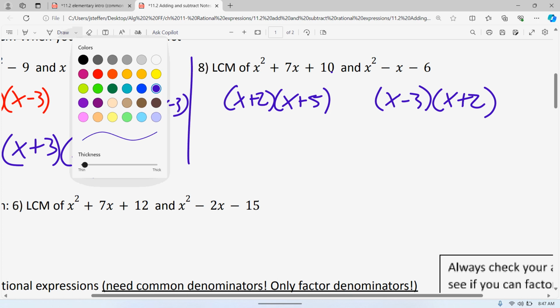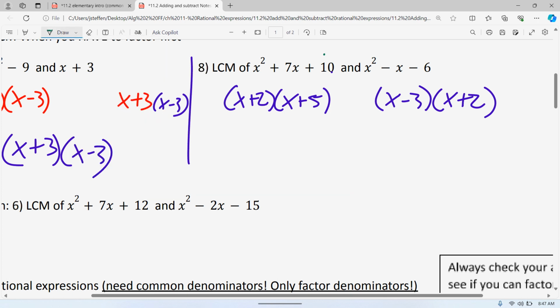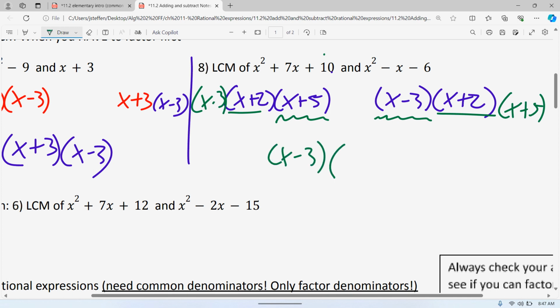I'm probably doing that to give you an example, but no, I actually wanted to check that. Sometimes I miss those. So again, now from here, we know they both have an x plus 2. That's awesome. This one has an x plus 5, so this one needs one. This one has an x minus 3, so this one needs one. Now they both match. They both have an x minus 3, an x plus 2, and an x plus 5.